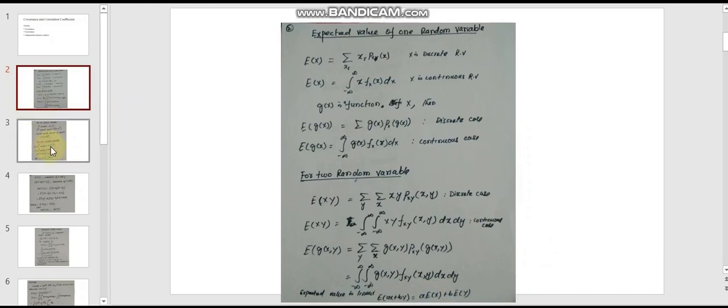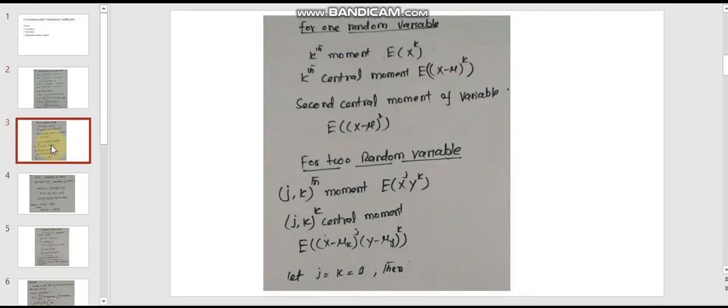We already know the kth moment of one random variable, which is described by the expected value of x raised to the power k. The kth central moment of x can be described by this formula, and taking the second central moment of variable x gives us the variance of random variable x.